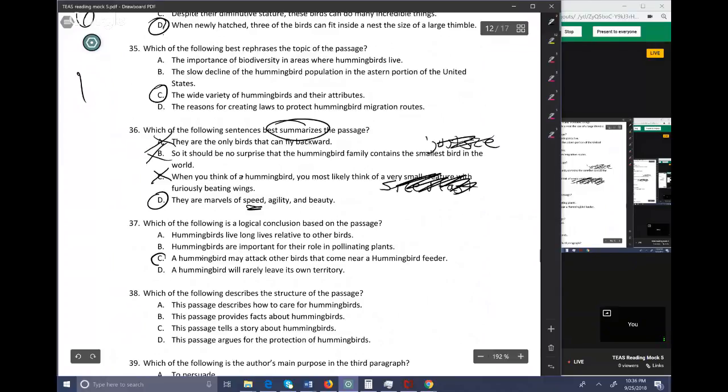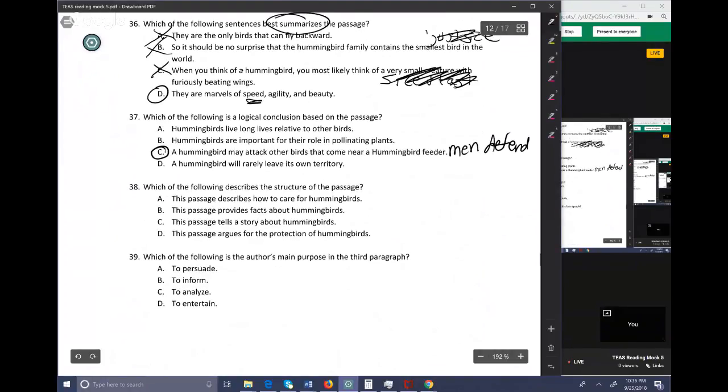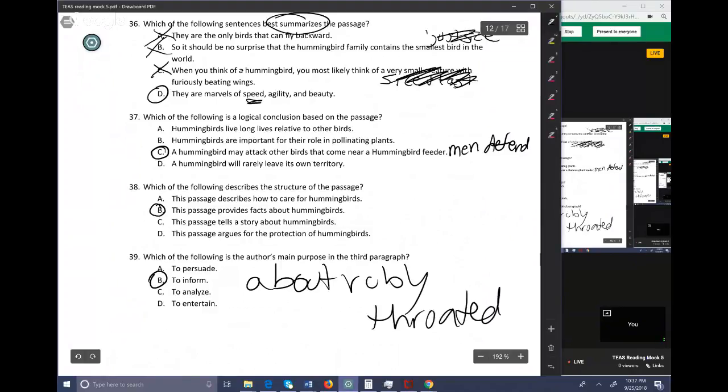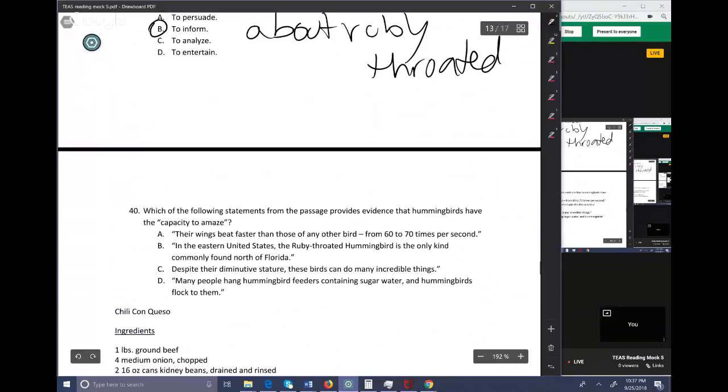37 is supposed to be C. In the third paragraph, they talked about the male ruby-throated defending their food source. So you can infer that they would attack to do so. Which of the following describes the structure of the passage, provides facts about hummingbirds? 39, what is the main purpose in the third paragraph? To inform, more specifically, to inform about ruby-throated. So that was the paragraph that was specifically focused on one particular type.